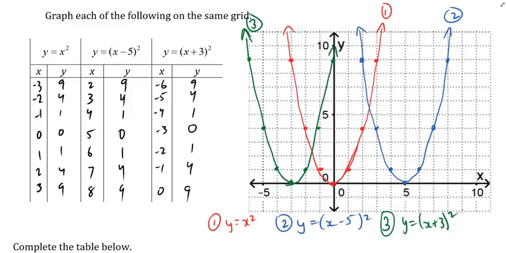Anybody? Ziggy? So when it's plus 3, the vertex is 3 back on the x. Okay, so when we did plus 3, the vertex moves to the left. What would you have expected it to do? What would have been your guess? Move to the right.